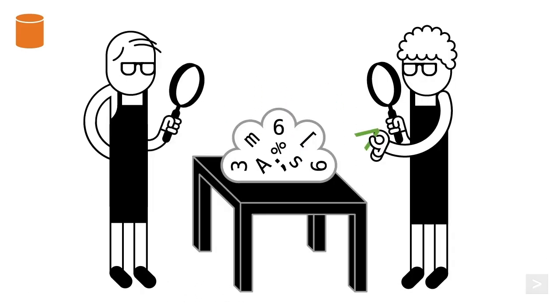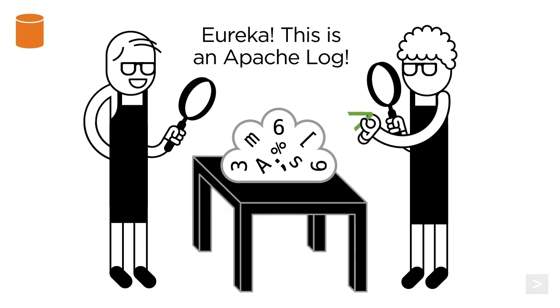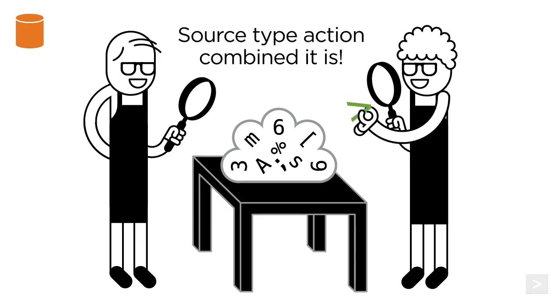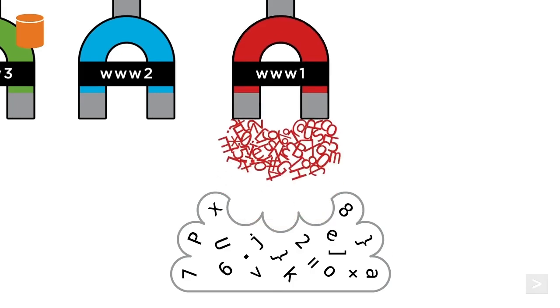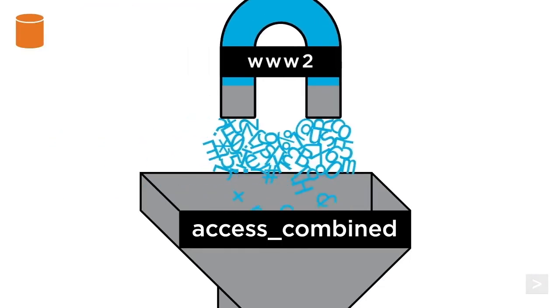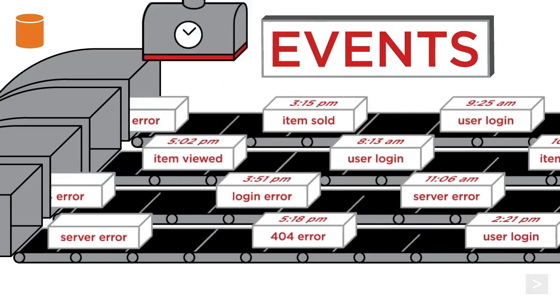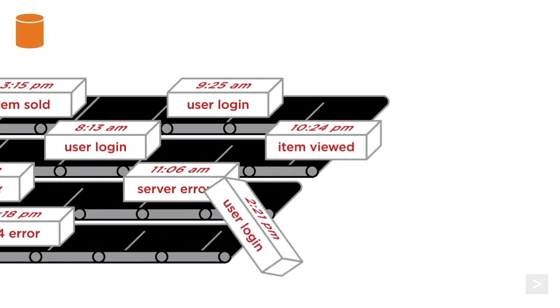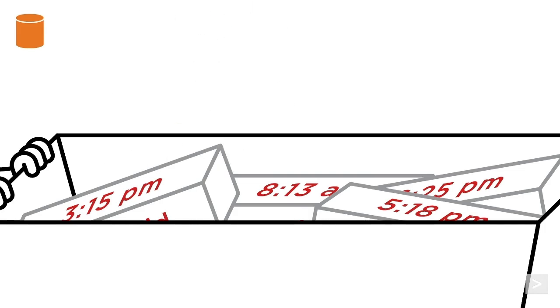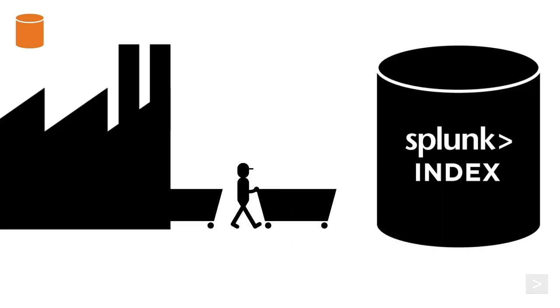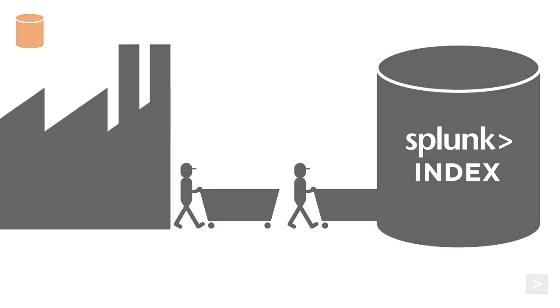They look at the data to decide how to process it. When they find a match, they label the data with a source type. The workers use that source type to break the data into single events. The timestamps are identified and normalized to a consistent format. The events are then stored in the Splunk index, where they can be searched.